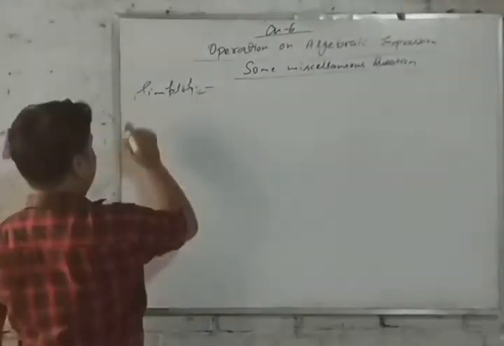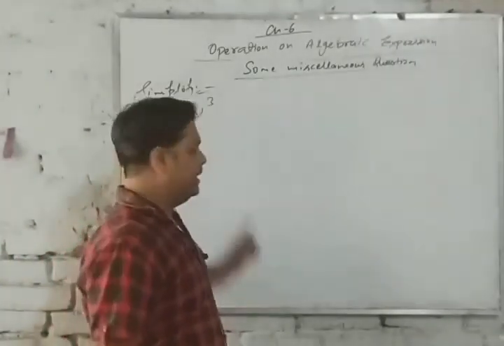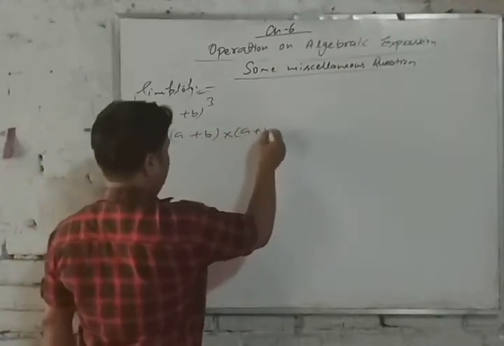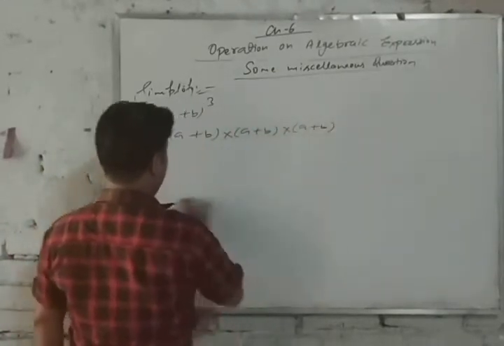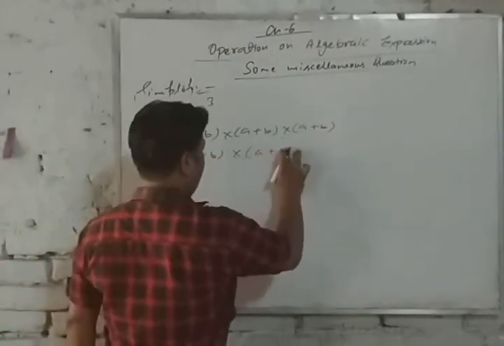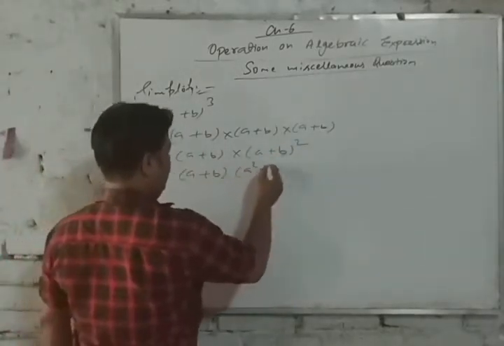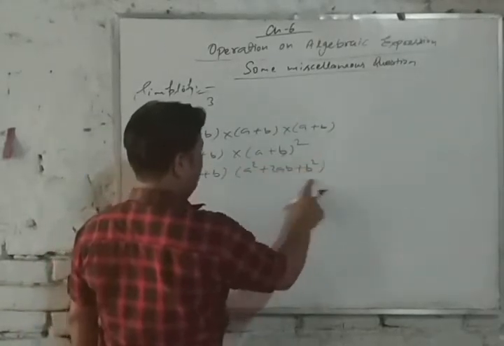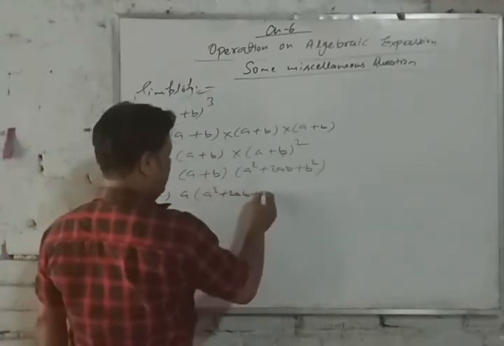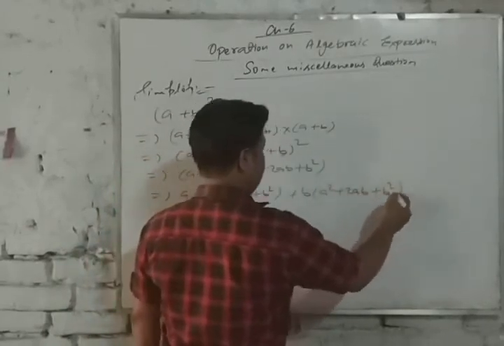Now, if the question is (a plus b) cube. In the previous question it was (a minus b) cube, and here (a plus b) cube. Same process we will follow. (a plus b) into (a plus b) into (a plus b). Now leave one binomial, and (a plus b) to the power 2 is a square plus 2ab plus b square, all multiplied by plus b, again a square plus 2ab plus b square.